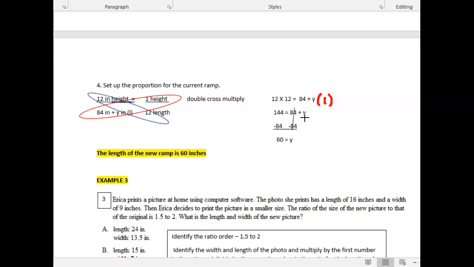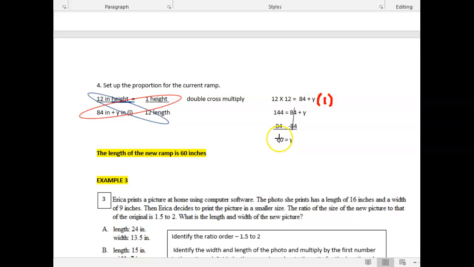And what that y is going to represent is the inches extra that the current ramp needs to be. In order for us to find that, we have to isolate this variable. That goes back to our expression and equation understanding. Remember, in order to isolate the variable, which means get this y by itself, we now must look at what's attached to it, which is a positive 84. To get rid of a positive 84, we're going to subtract 84 or use minus 84. Whatever we do on one side of the equal sign, we must do the same thing on the other side of the equal sign. So minus 84 here, minus 84 here. 84 minus 84 is 0. We've now isolated that variable.